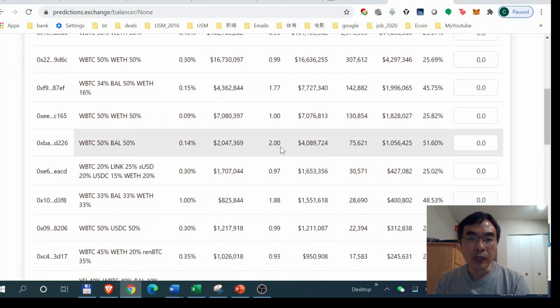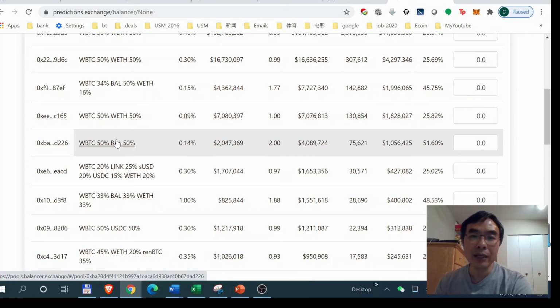Some pools like this one offer 200%. That's because one of its coins, for example, the Balancer coin here, it's possible that the price of Balancer coin can collapse like 90%. So it will also drag down your WBTC. Therefore, your risk is pretty high in this pool. But of course, your reward will also be high. But I don't recommend going into this kind of pool because the Balancer is not very good.